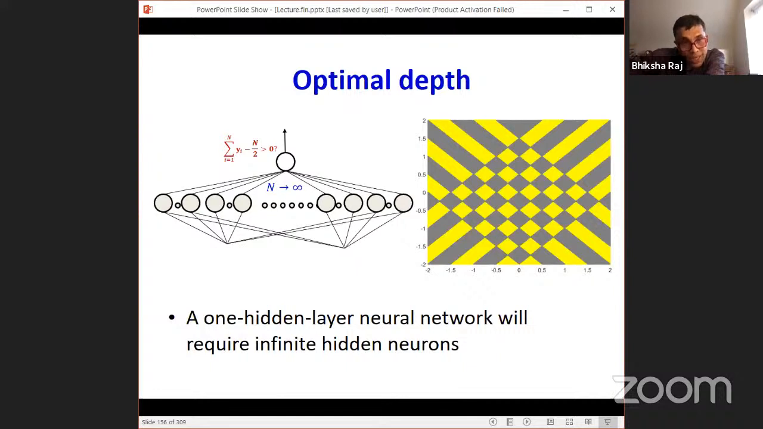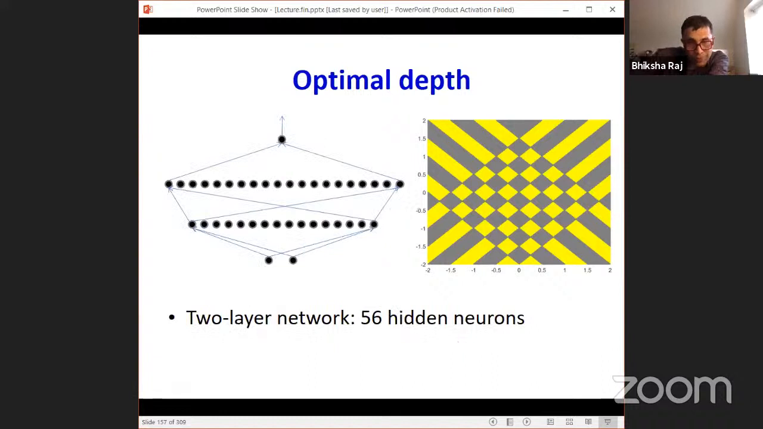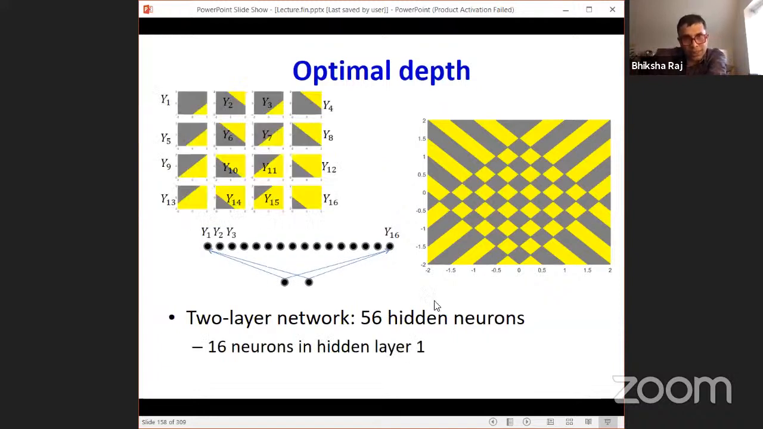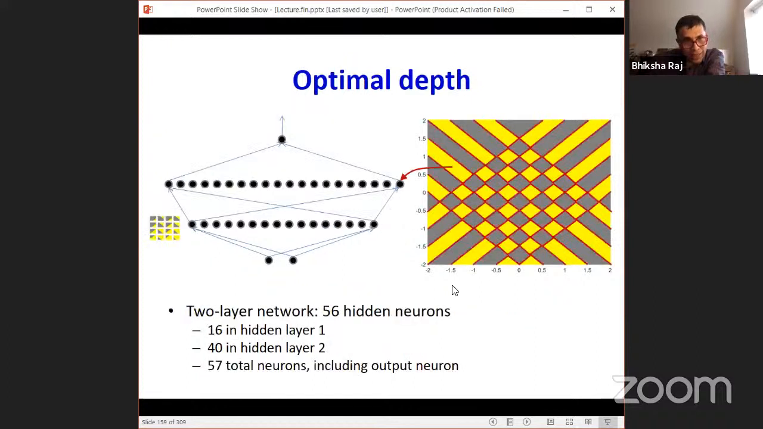So if I want to do this with one hidden layer, as we just saw, a naive construction is going to require infinite hidden neurons. If I do this with two layers, it only requires 56 hidden neurons. Why is that? It turns out that this entire pattern is composed of only 16 lines, 8 in each direction. So I will need 16 neurons in the first hidden layer to capture each of these lines. And then it turns out there are 40 of these yellow regions. So I'm going to need 40 neurons in the second layer to capture each one of these yellow regions. And then I just OR the lot. And so with two hidden layers and one output layer, the total number of neurons is 57. I can compose this network using 57 total neurons.